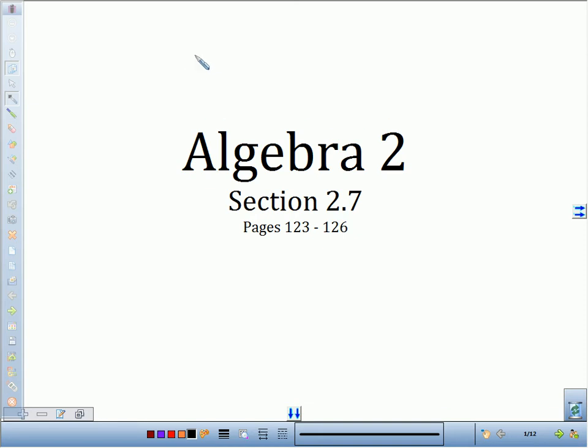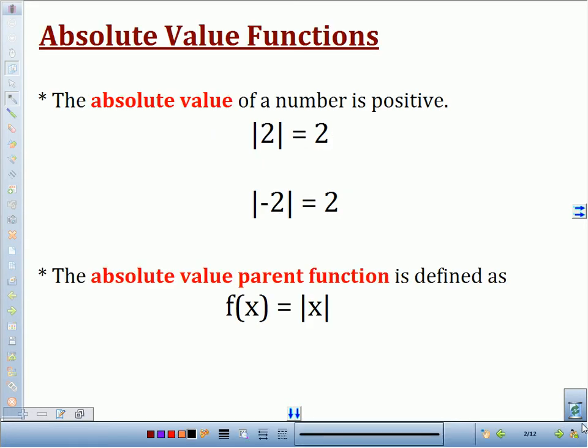These are the notes for Algebra 2, Section 2.7, pages 122 through 126 in your textbook. They have to deal with absolute value functions. An absolute value, to just review briefly what it is, essentially makes a number positive.